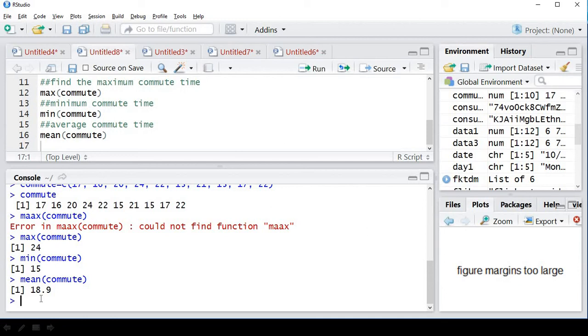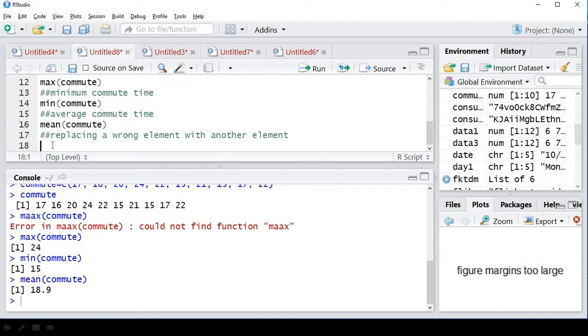Let us try. Okay, now in your editor I'll just make a comment. First is replacing wrong element with another element. Okay, now let us replace it.